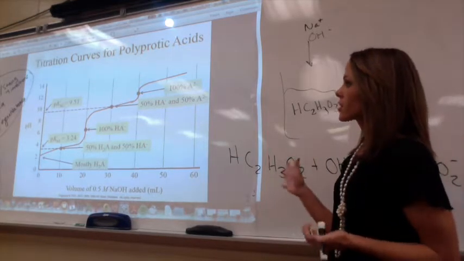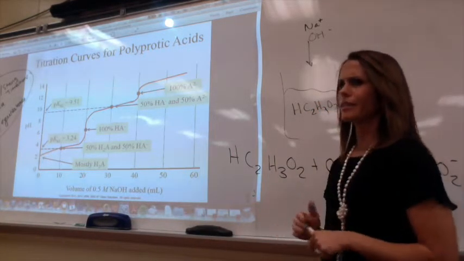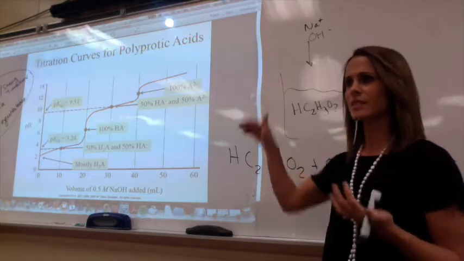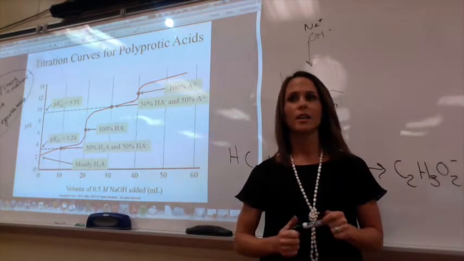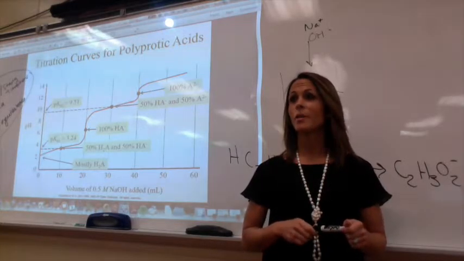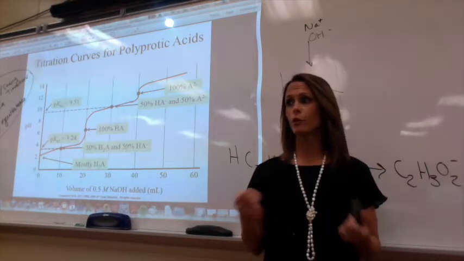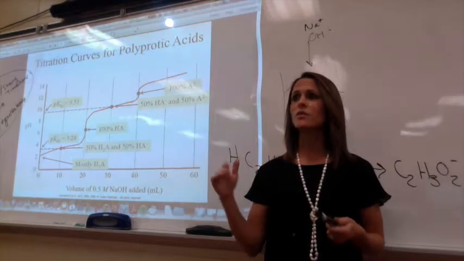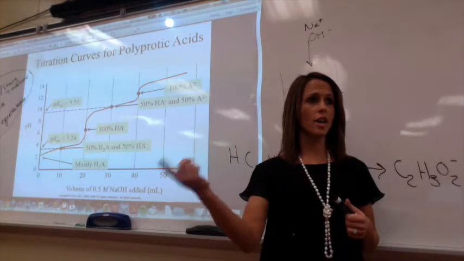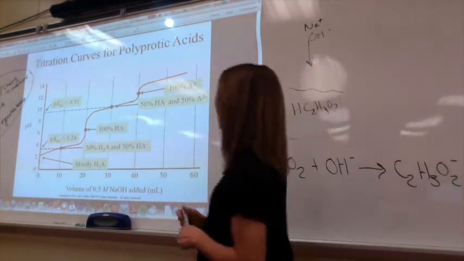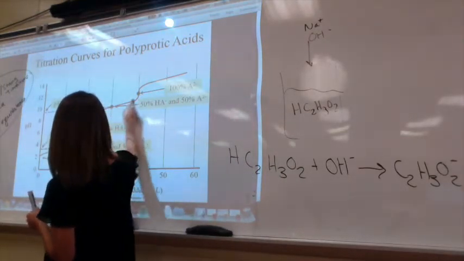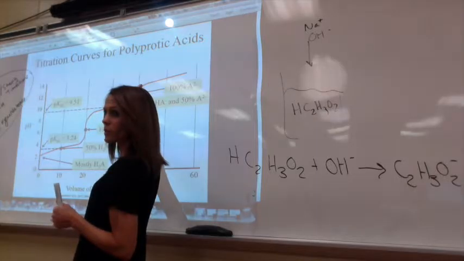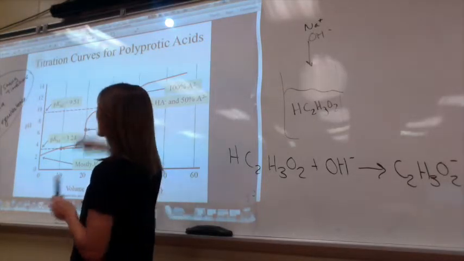Okay, this curve is just a lot of ups and downs and ups and downs, but it's for a polyprotic acid. What does polyprotic mean? Poly meaning many, protic, protons. So this is for an acid that has more than one H. So for example, this acid has one, two titration curves with it. Do you see that?